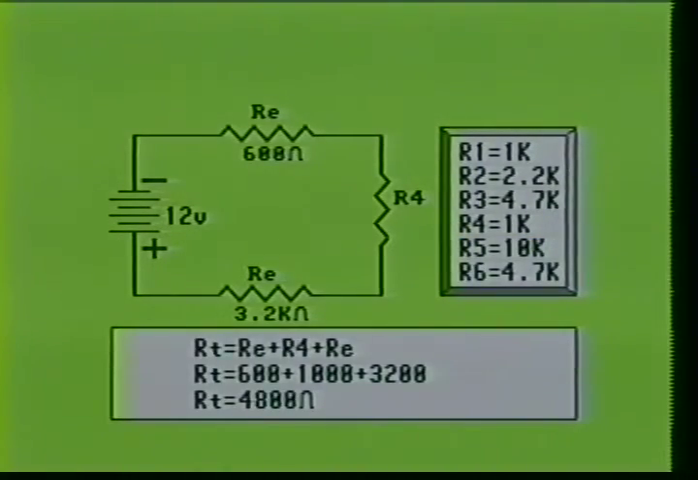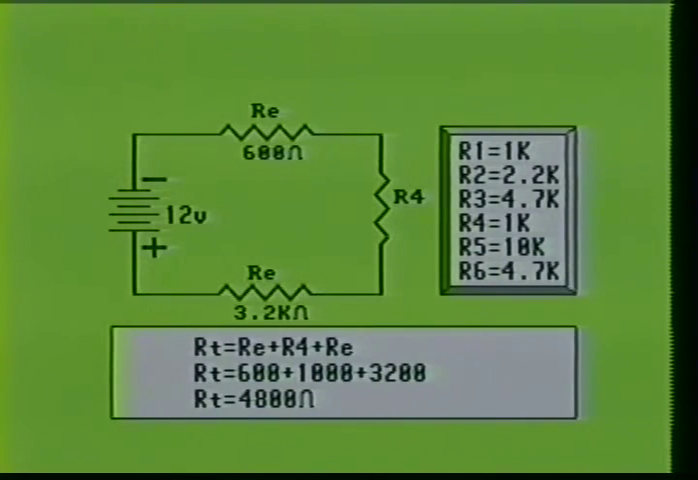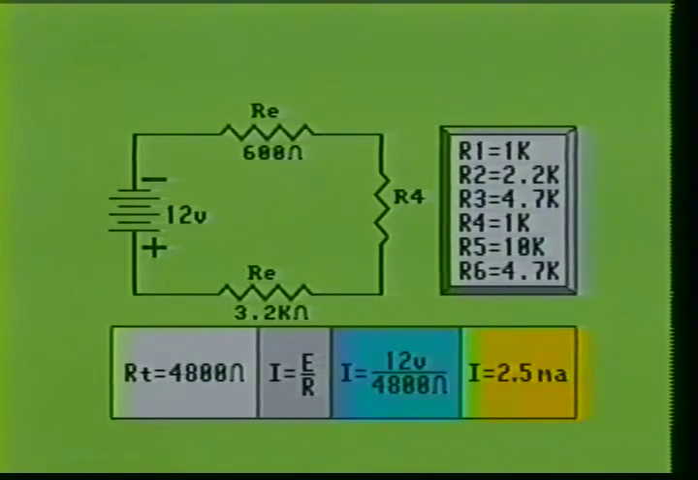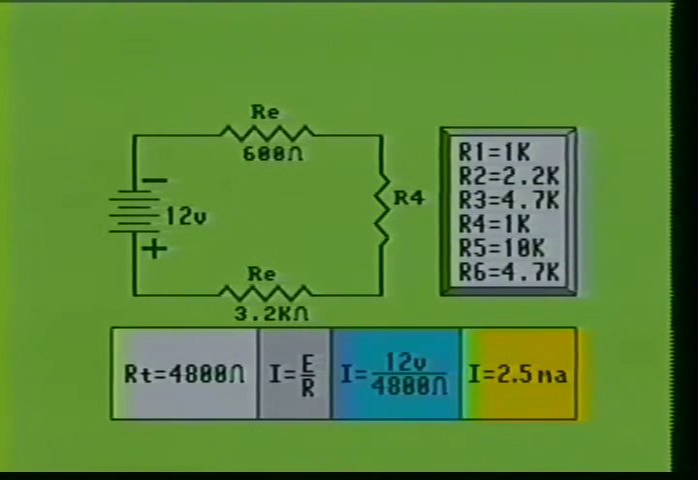Now that we know the equivalent resistance of the two parallel circuits, we can use the formula RT equals RE plus R4 plus RE to calculate the total resistance of the circuit. The total resistance of this circuit, as seen by the power source, is approximately 4,800 ohms. Since we know the total resistance of the circuit, we can calculate the current by using the formula I equals E over R. When we divide the 12 volts by 4,800 ohms, it shows that we have a current flow of 2.5 milliamps.